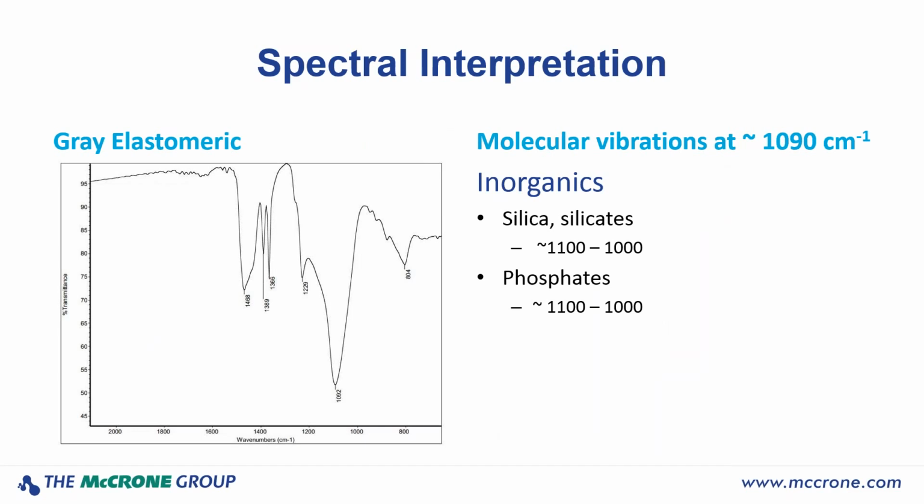Our initial search tells us that isobutene is present, and that makes sense. This is an elastomeric particle, we saw that when we prepared it, and isobutene is a common rubber. But that does not explain that broad peak at 1092 wave numbers.